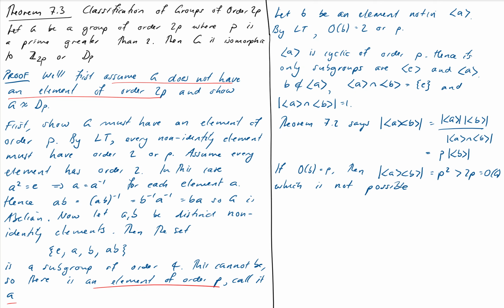So actually we cannot have B being an element of order P, because that leads us to a product set which has order P squared, which is too big, because P squared is bigger than the order of the group itself, and every element in that product set has to be a member of the group, so this is not possible. Hence, the order of B is equal to 2.